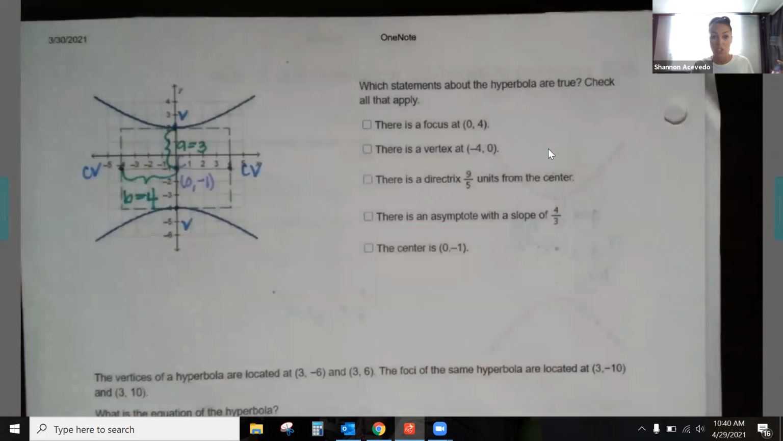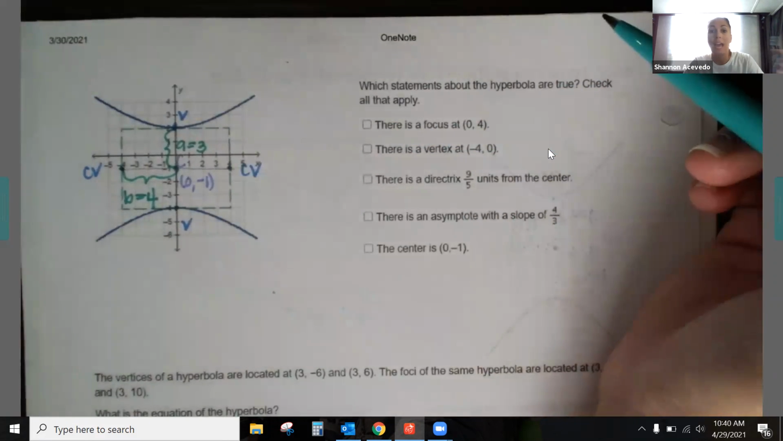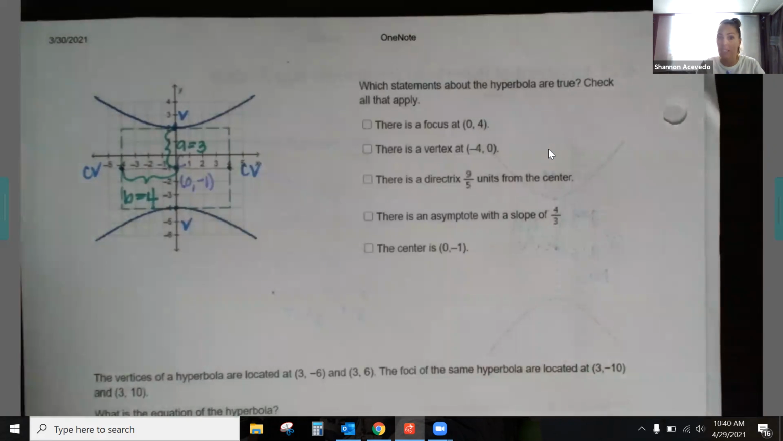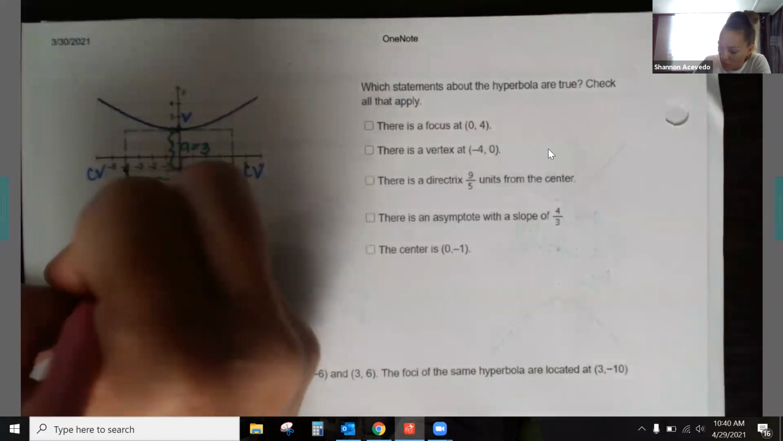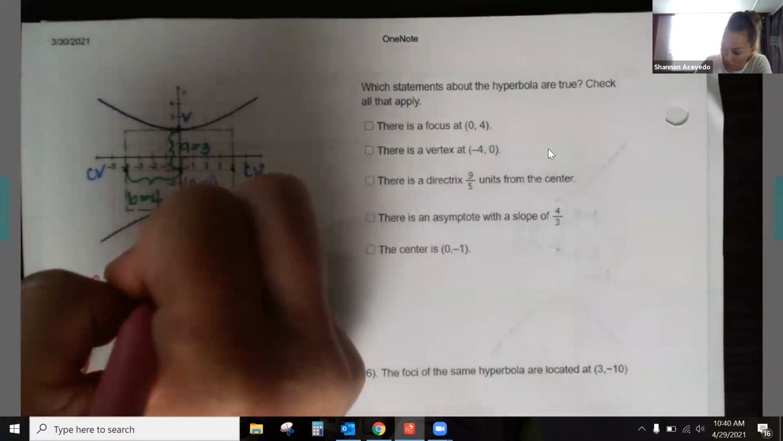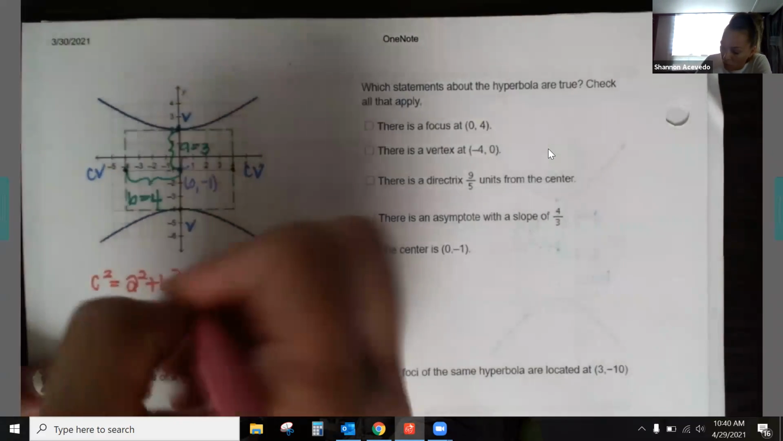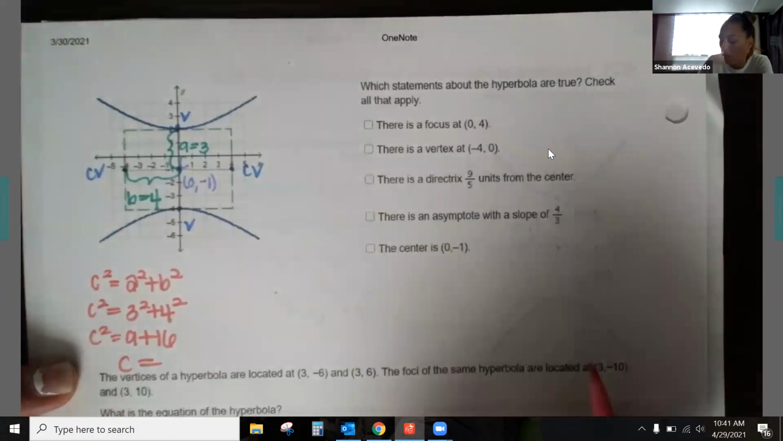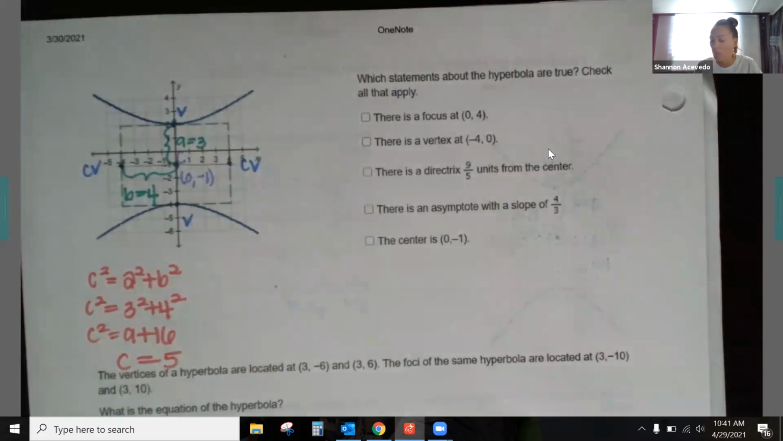So let's see, what kind of questions are they asking? There is a focus at 0, 4. So I have to figure out where my focus is. I can't tell just from looking at the graph. I need to figure out what that c value is. Didn't tell me it, but I can easily calculate it, because again, c squared is equal to a squared plus b squared. It's 3 squared plus 4 squared, which is 9 plus 16. That's 25. Square root is going to be 5. From the previous problem, we should know that c is going to be 5.